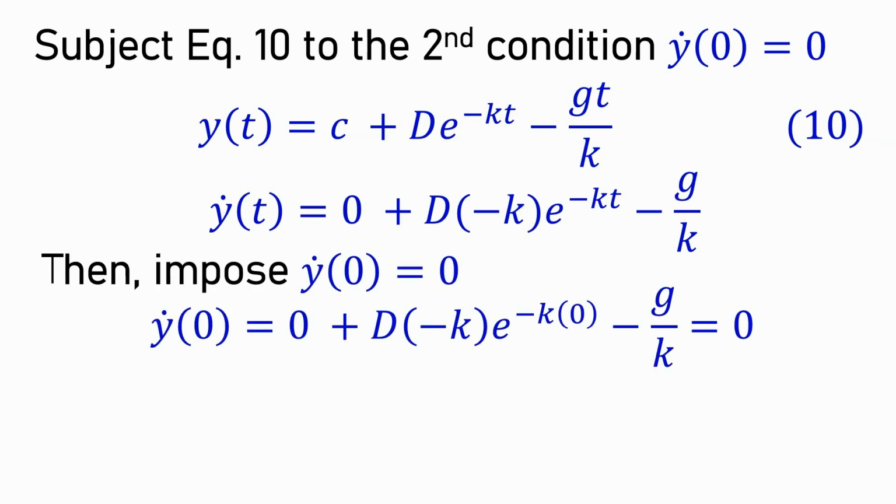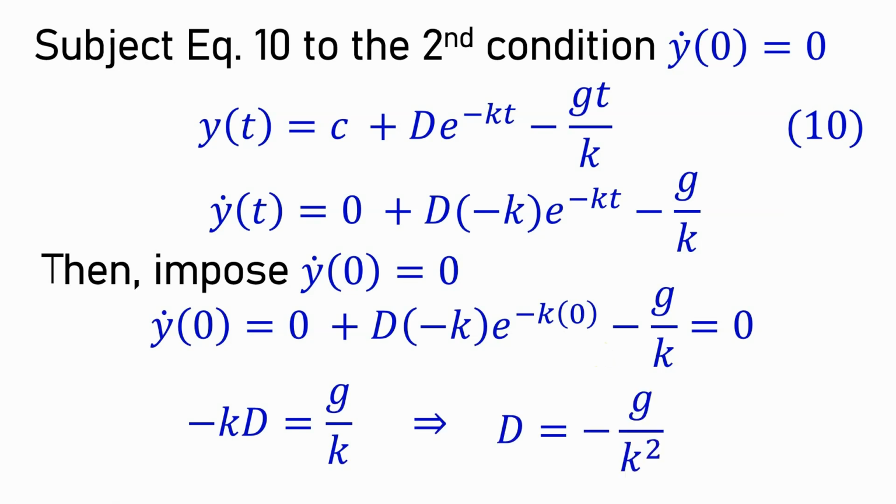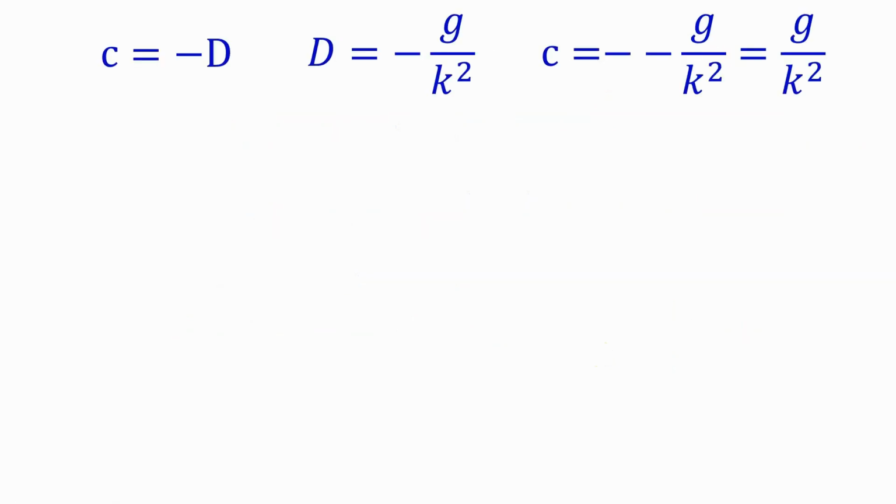Then we impose our y dot of 0 equals 0. If we impose this one, we have this expression here. Then we can proceed and discover that indeed minus kd equals g over k. I only make it the subject of formula, okay? Which means that our d is minus g over k squared. So we've obtained c to be minus d, and d to be minus g over k squared. Then what is c? If you put d in the first expression, which is minus d, you can see that our d is minus g over k squared, while our c is g over k squared.